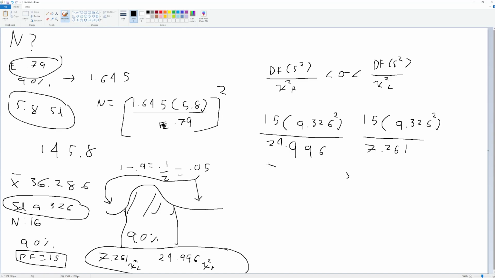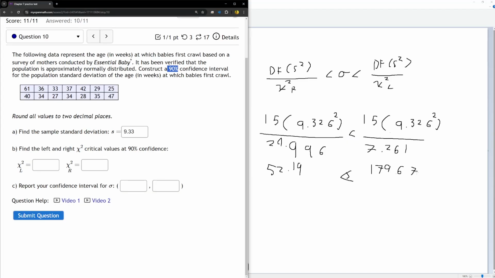First number, I get 52.19, and the second number I get is 179.67. Alright, we're done, right?